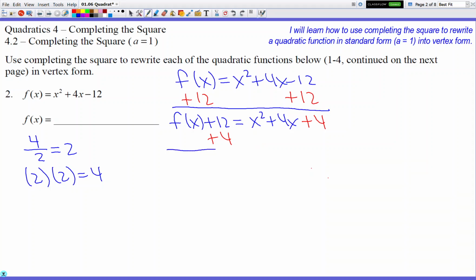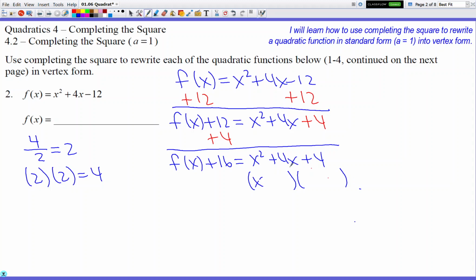Okay, so we got f of x plus 16 equals x squared plus 4x plus 4. Okay, so we're going to factor this right hand side. So when I factor, remember I taught you, we're going to put 2 blank parentheses, and we're going to put the x's in the front because they're in charge of making the x squared. Okay, and the 2 numbers that I put in the back, they multiply to make 4, and they add to make 4.